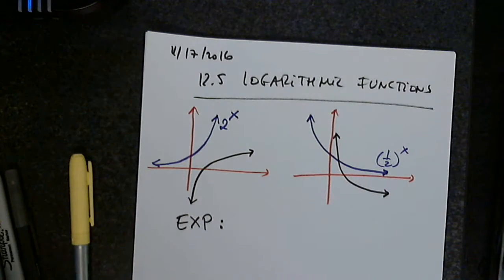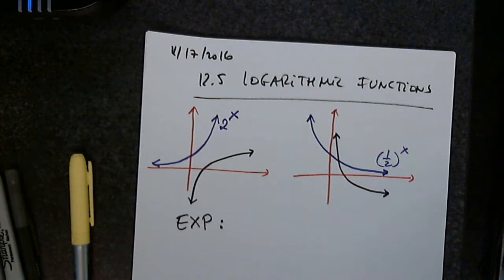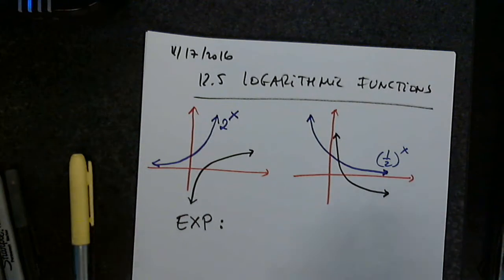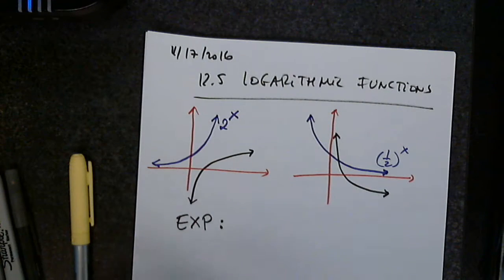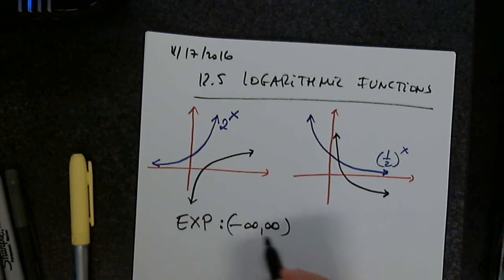Can anyone give us the domain of the exponential function? What did we say, the domain? You don't have to even think of anything other than just look at the graph and tell me the domain of 2 to the x. Negative infinity to infinity. Thank you very much. Very good. So this is the domain.